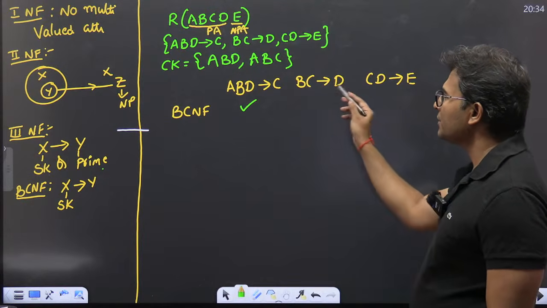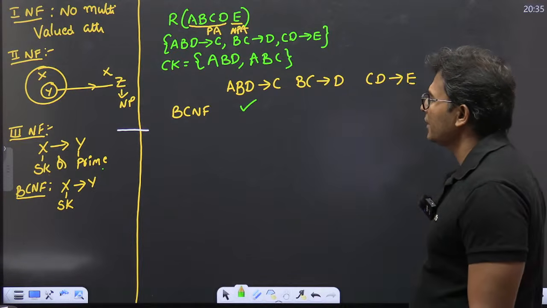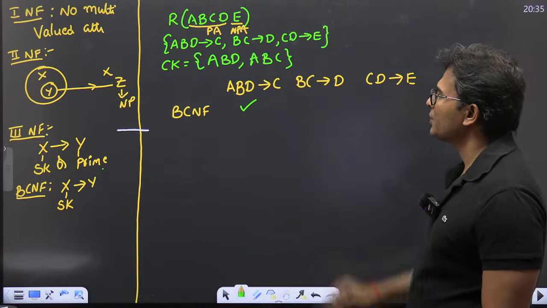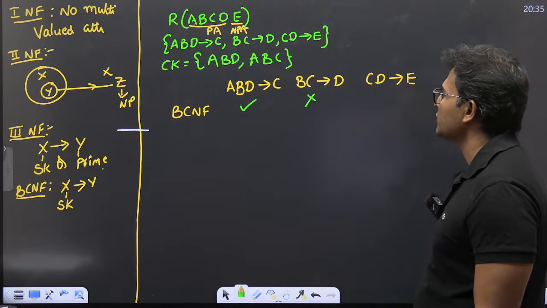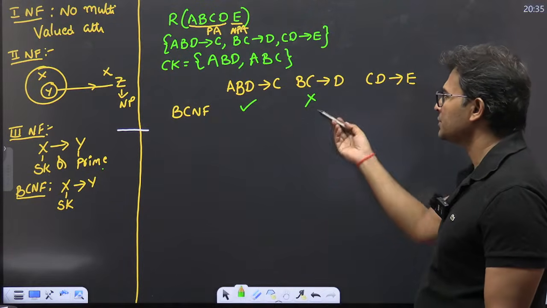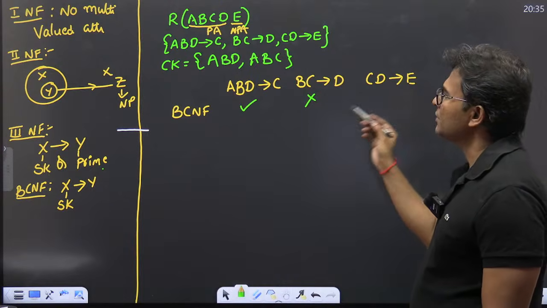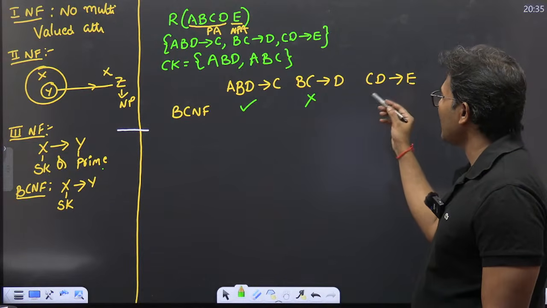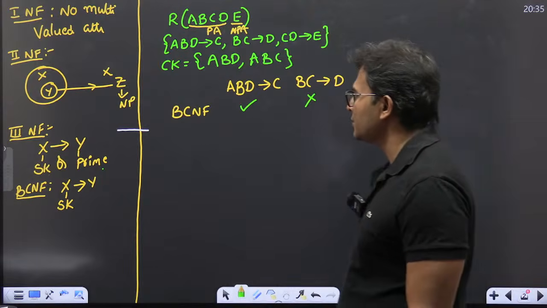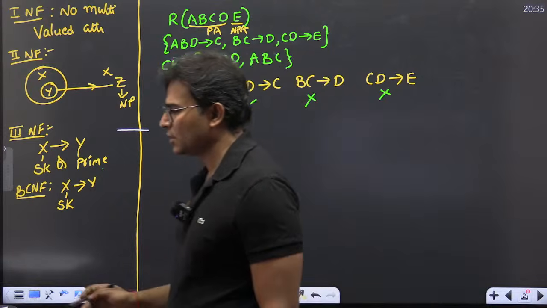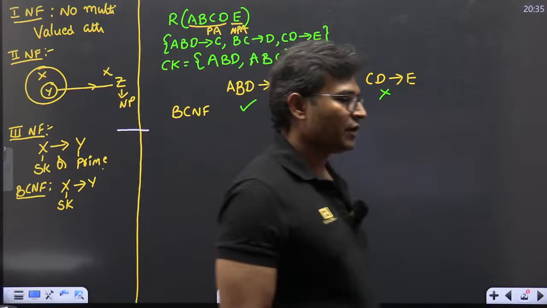Now what about BC determines D? The left side BC is not a super key, right? It needs A to be a super key. Therefore, this is not in BCNF. You can stop here and say it is not in BCNF. Now, what about CD determines E? CD also is not a candidate key or super key, so it is not in BCNF.